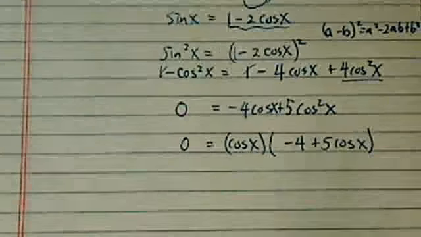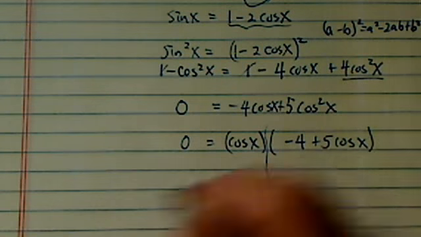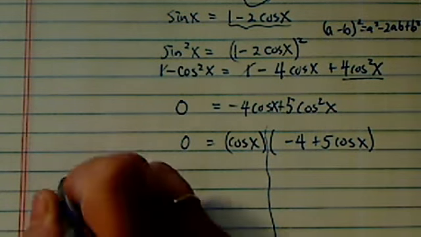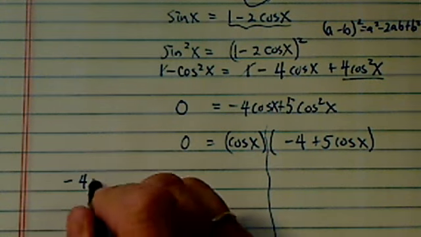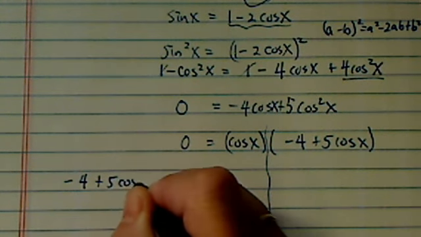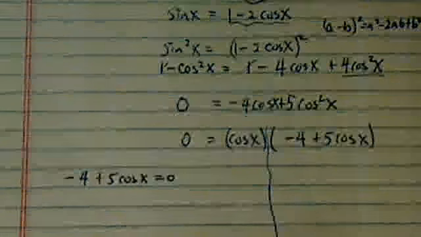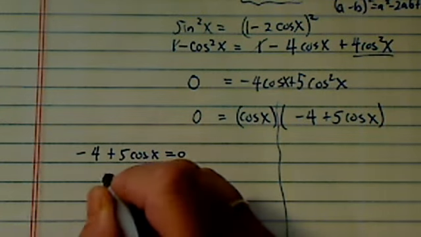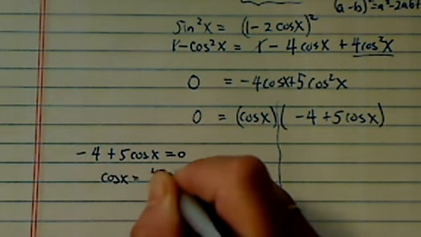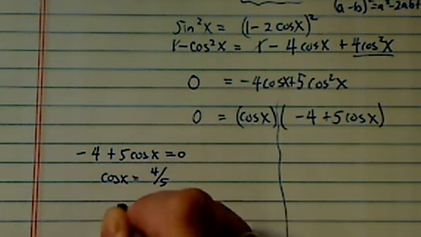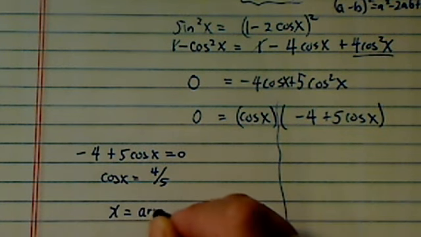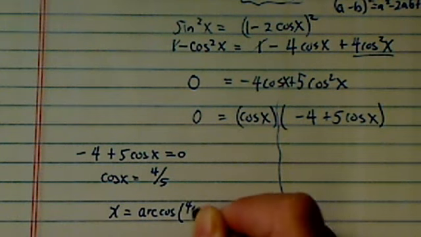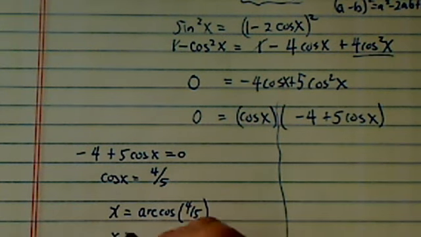That's it. From here, I have two solutions. I can have either this side equal to 0 or that side equal to 0. Let's put minus 4 plus 5 cosine x equal to 0 on this side. And then I have cosine of x is equal to 4 over 5, or x is equal to arc cosine of 4 over 5. Okay, so cosine inverse of 4 over 5.